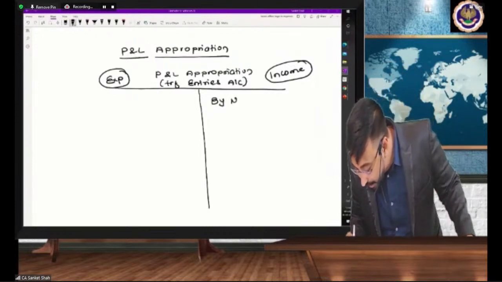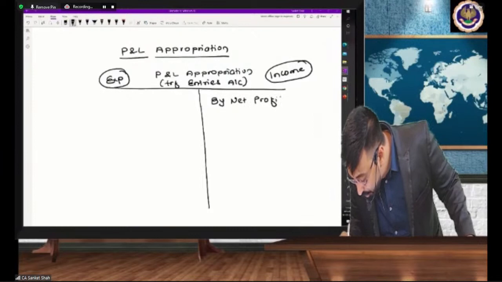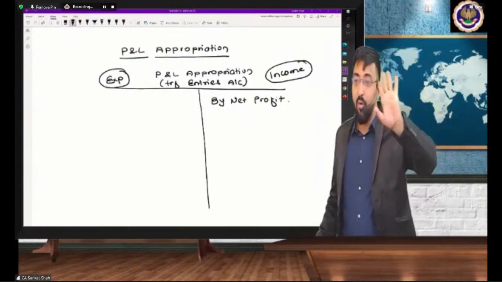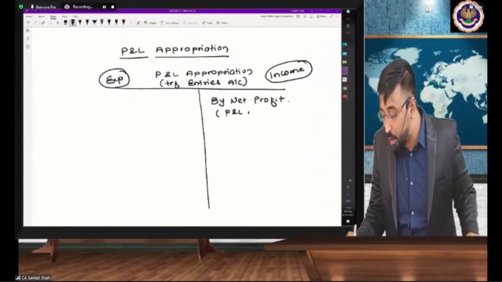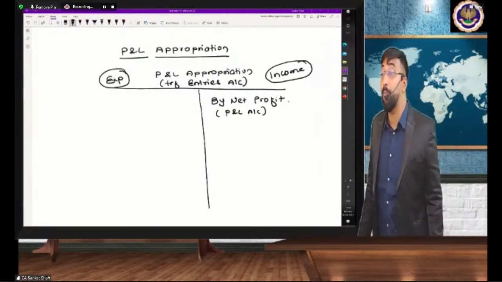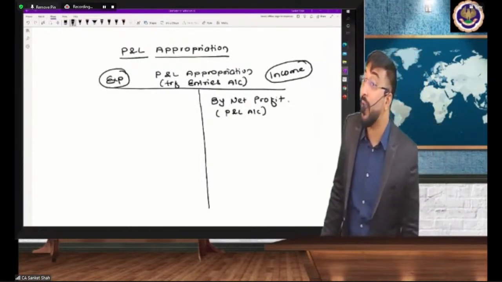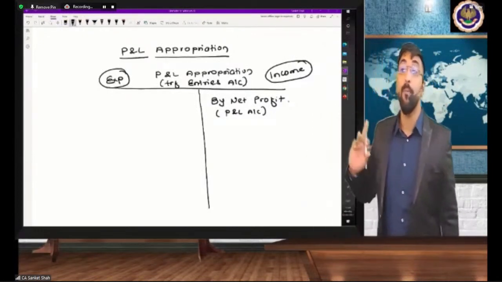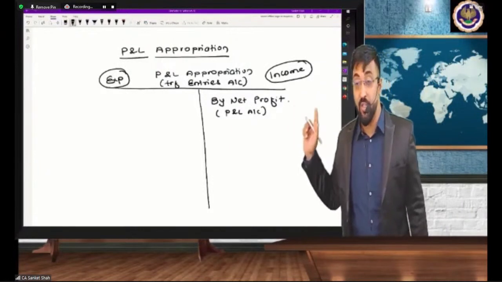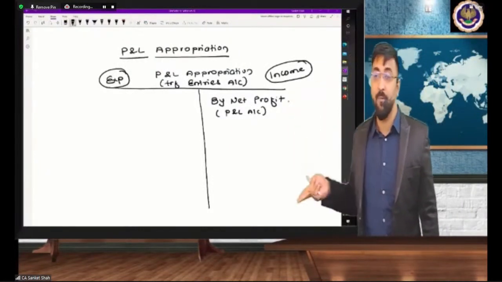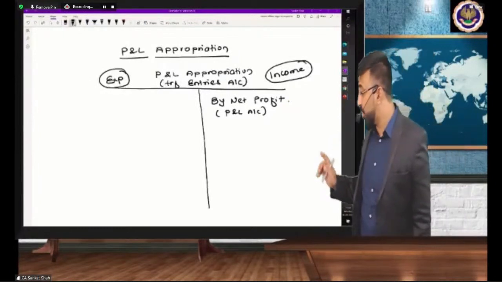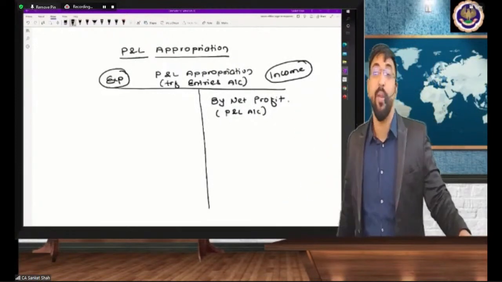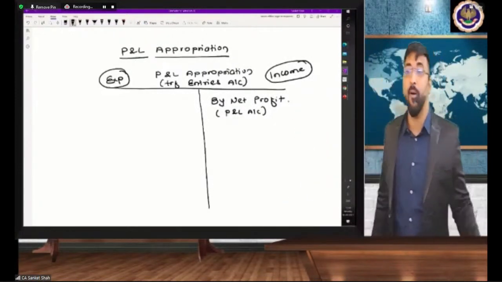So, we start with net profit. What is net profit? It is from the profit and loss account. I hope you have completed sole proprietor final accounts, so you are aware of the P&L account. That net profit we consider in P&L appropriation. A sole proprietor will never open P&L appropriation; either a company or a partnership firm opens it. So the basic difference between these two is that a sole proprietor does not have this account, but a partnership firm has it.